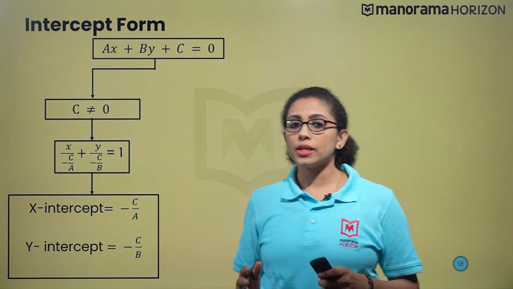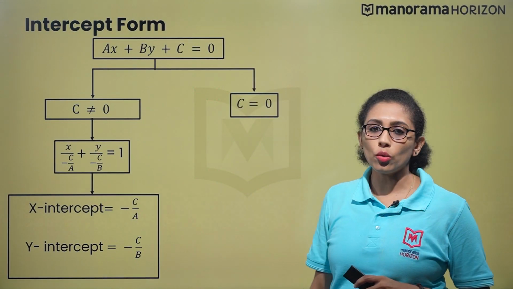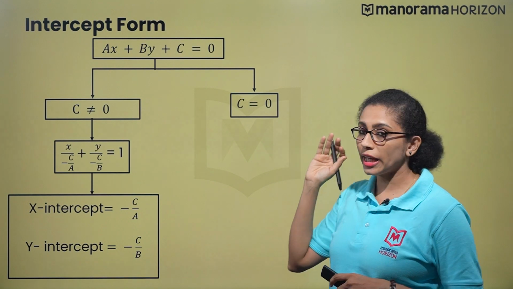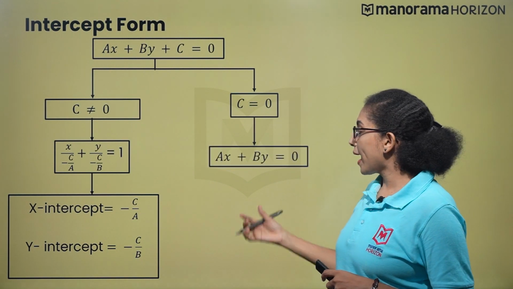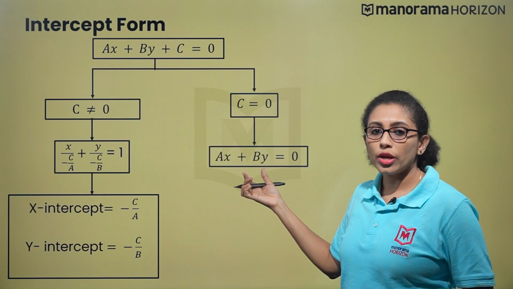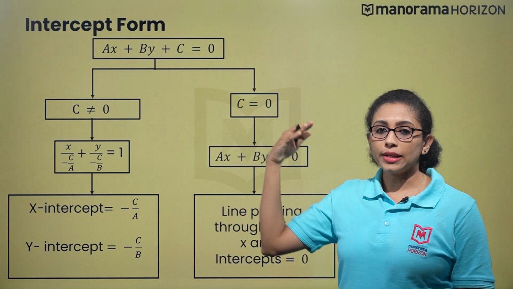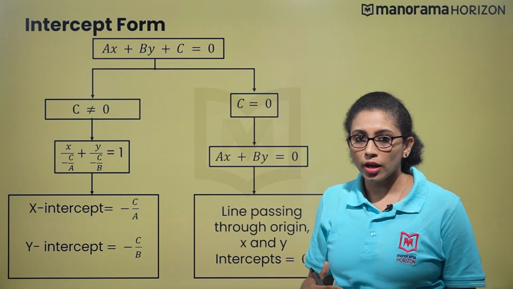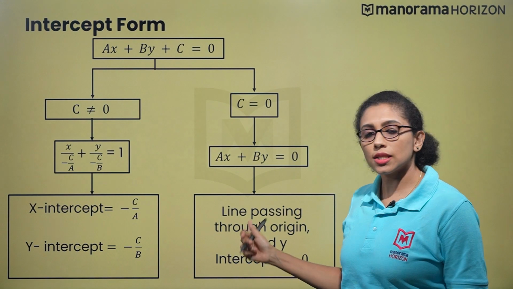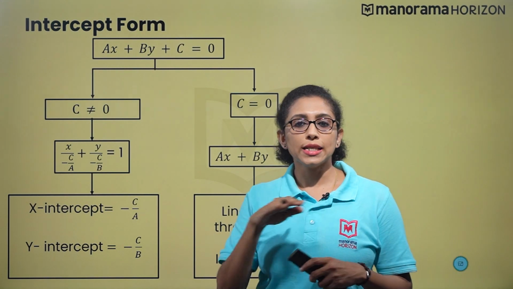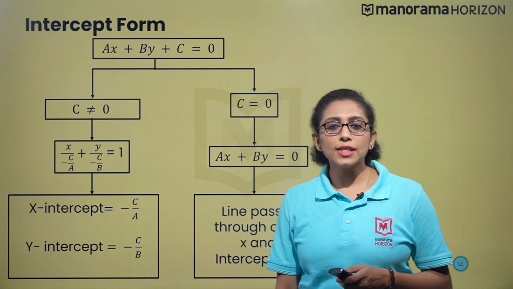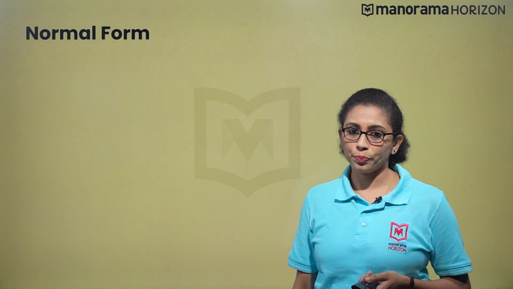Now, what happens if c is equal to 0? If c is equal to 0, the equation reduces to ax plus by is equal to 0, which is nothing but a line passing through the origin, and therefore the x-intercept and the y-intercept are both 0. Now, let's move into the last form, that is normal form.